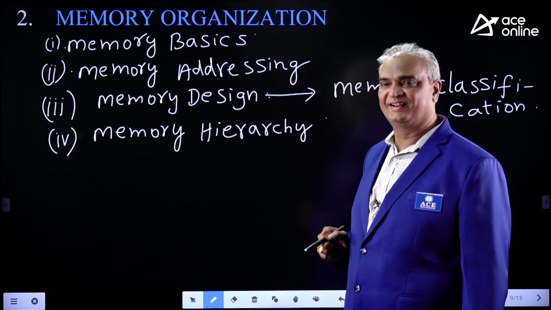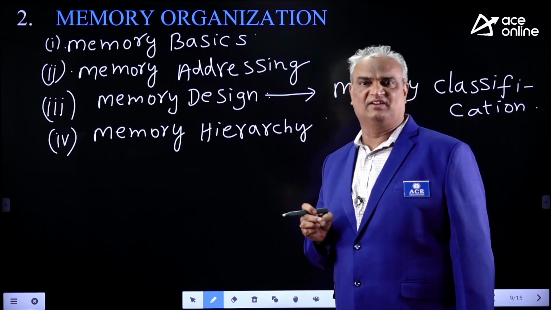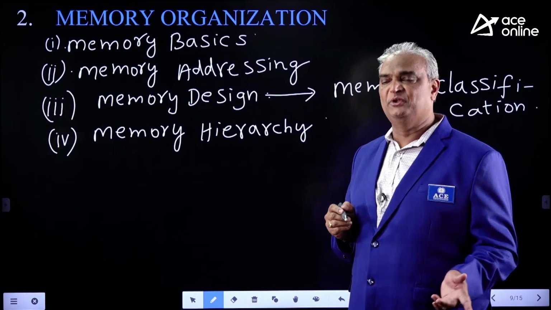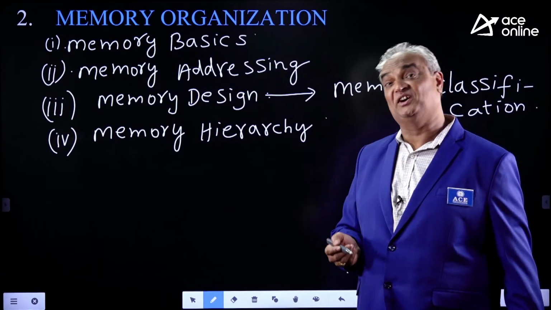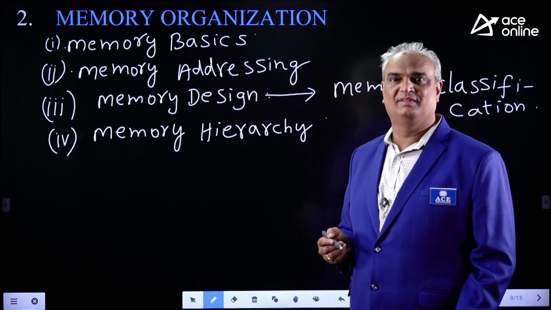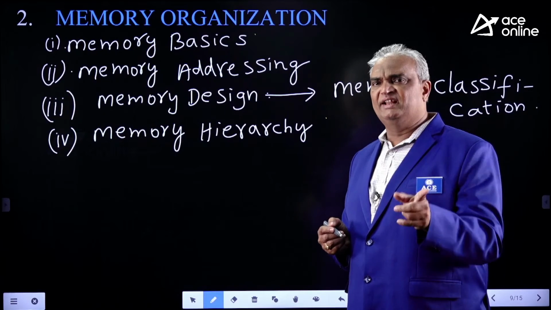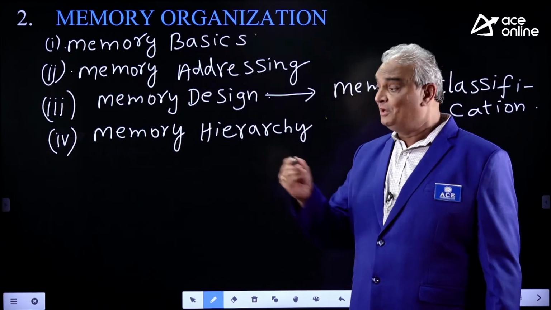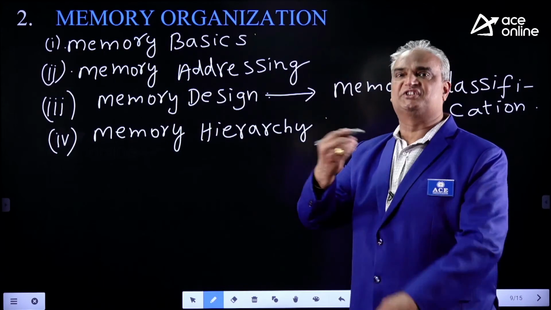In memory hierarchy, in a digital computer, we use different memories for different functions. First, the processor tries to communicate with cache memory because cache memory is the fastest memory. When the target word is available in cache memory, the processor can read that word in the shortest time, which improves the system performance.